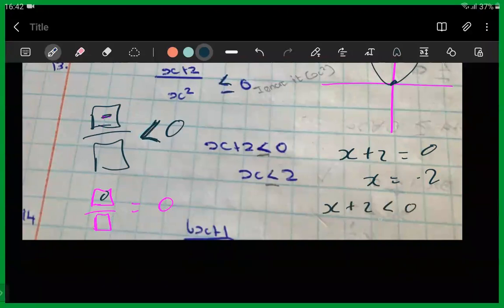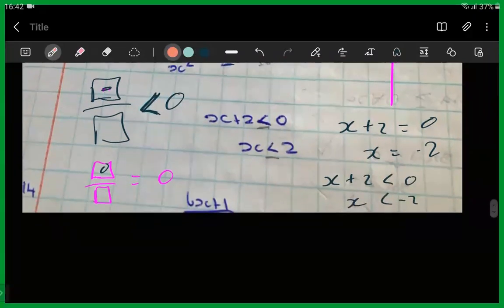smaller than 0? The 2 goes over. We're seeing here x is smaller than -2. So these two combined would have x's smaller than or equal to -2, which is what you get there.